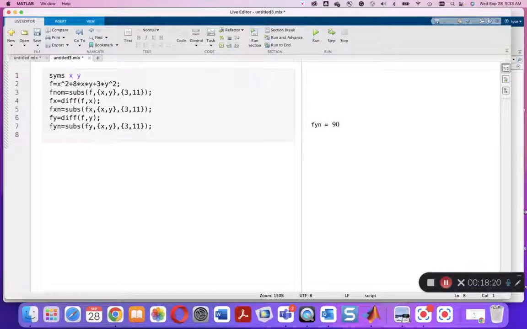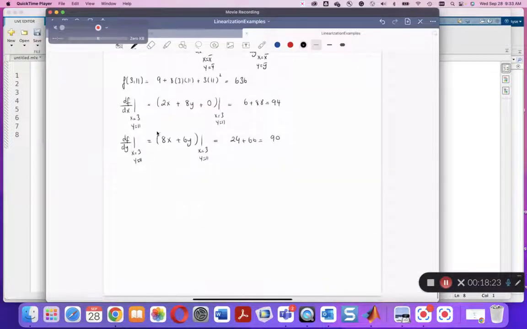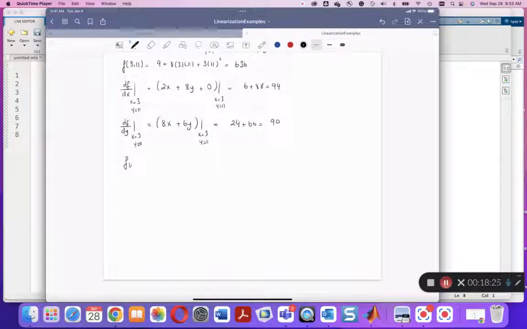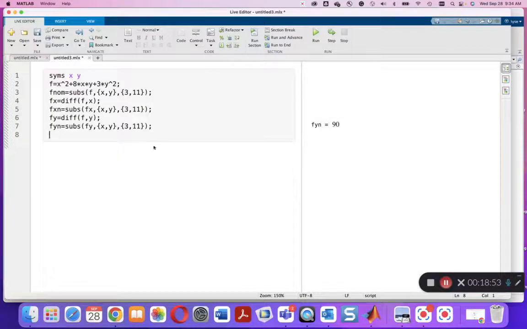That's a good thing. Now the linearized equation should be equal to the function's value plus the partial derivative with respect to x multiplied by x minus x bar, plus the partial derivative of f with respect to y multiplied by y minus y bar. So then after this, you have to go ahead and simplify your equation. So this gives you 94x plus 90y, and I don't know the calculations here, so I will refer to my best friend.